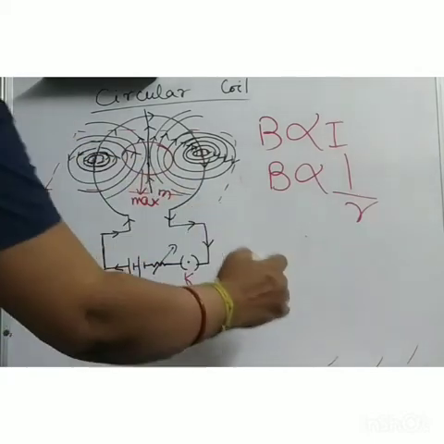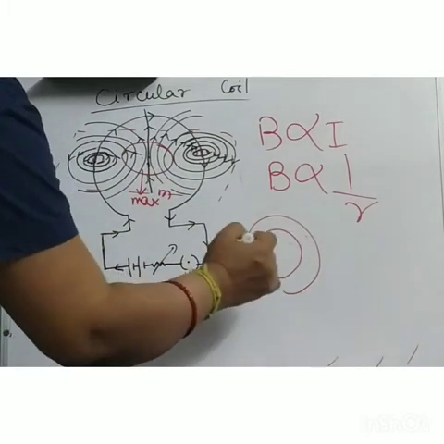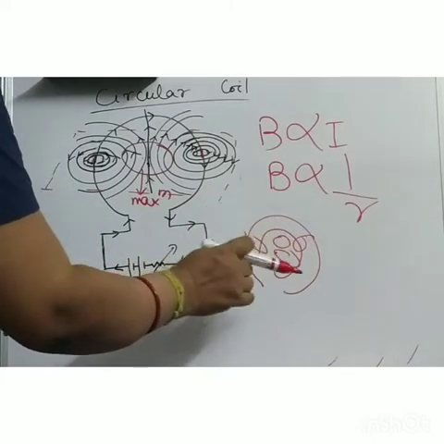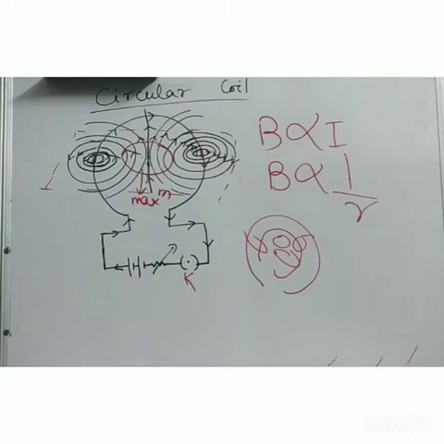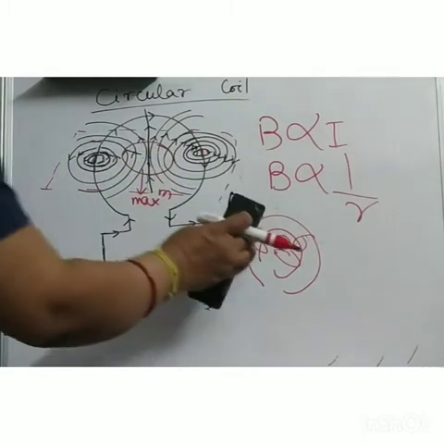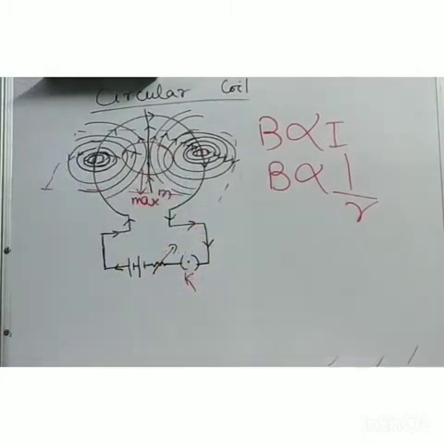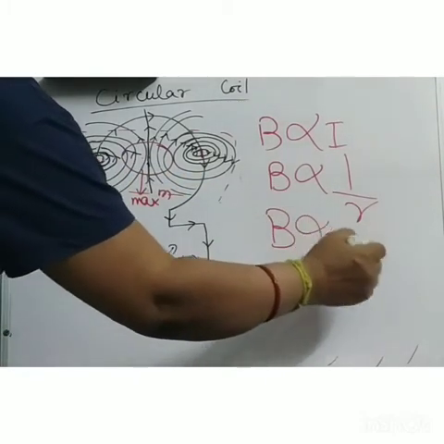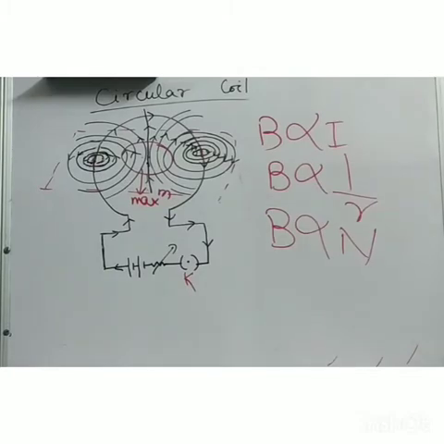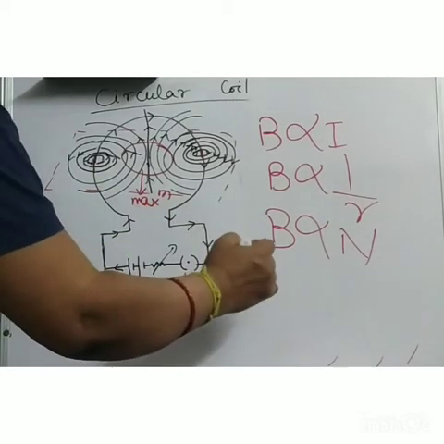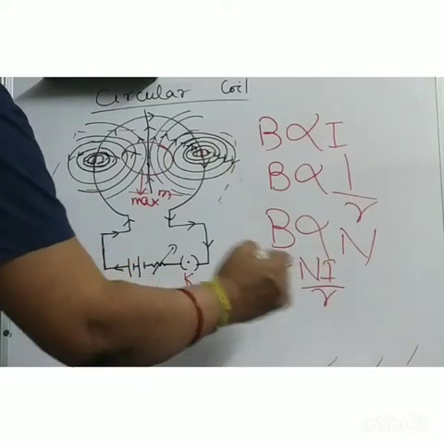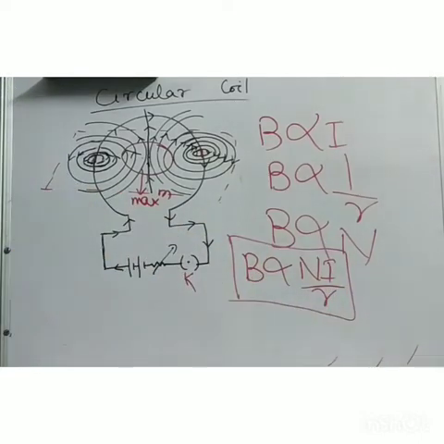center. Suppose here is one turn, then another turn. All the magnetic field will get added up over here. That means if the number of turns of the coil increases, your magnetic field strength also increases. So B is proportional to N. N is your number of turns of the coil. So we can combine this, and you will get B is proportional to Ni by R. So this is your mathematical relationship.